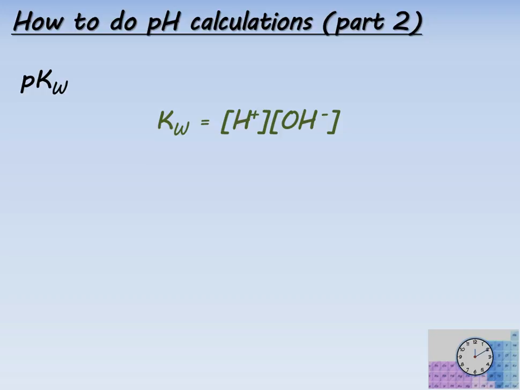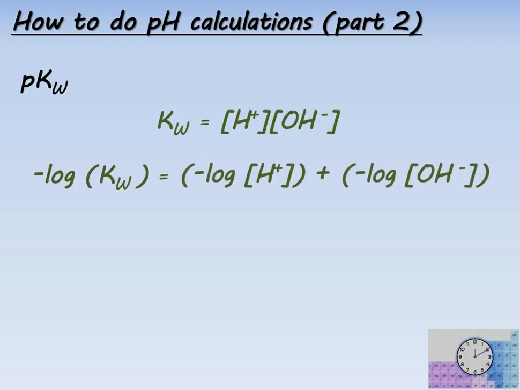If we take the expression for Kw, hydrogen ion concentration times hydroxide concentration, and now take the minus log of everything to get the pKw, we'll get the minus log of H plus plus the minus log of the hydroxide ion concentration, and perhaps you can see now that that gives us pKw. The negative log of hydrogen ions is pH, and the negative log of the hydroxide ions is pOH.